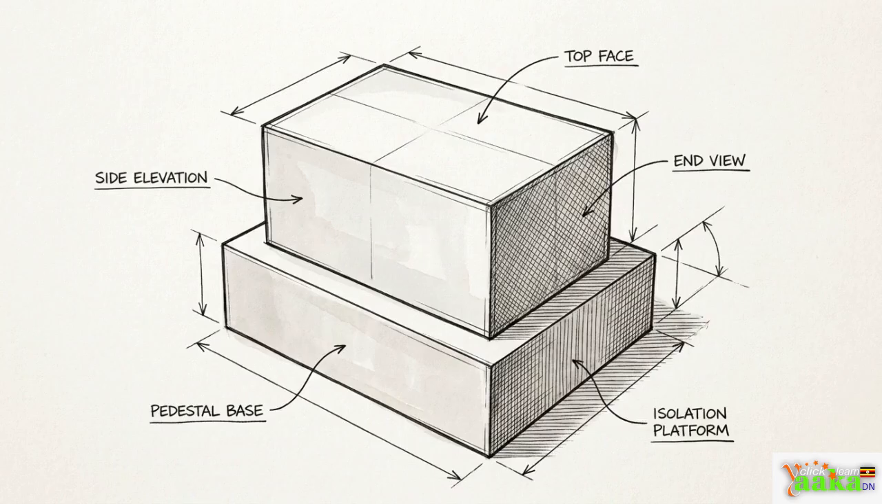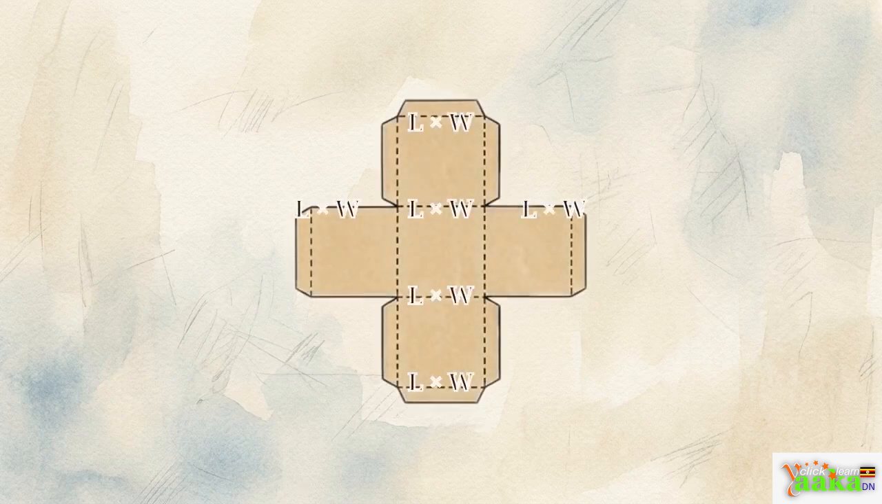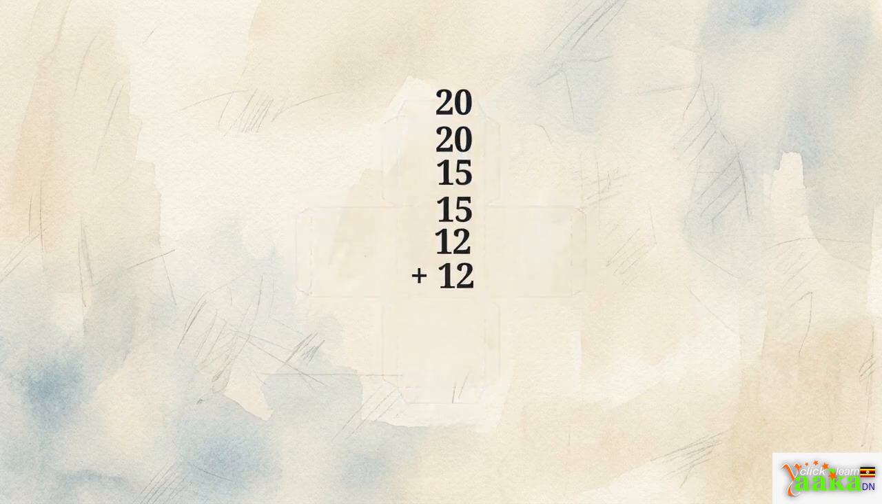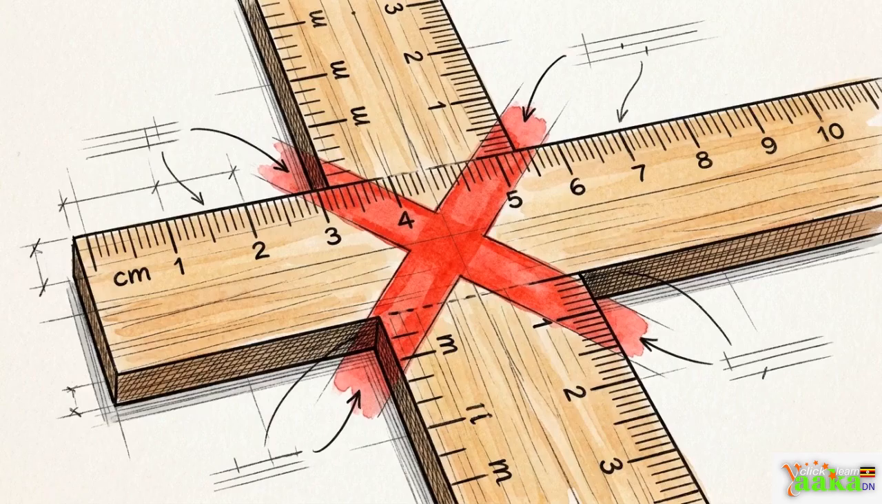This brings us to surface area. Think of this as the total amount of material, like wrapping paper or paint, needed to cover the entire outside of the solid. To find this number, you simply calculate the area of each individual rectangle or triangle on the net and add them all together. The sum of those parts is your total surface area. However, the math only works if your units match.